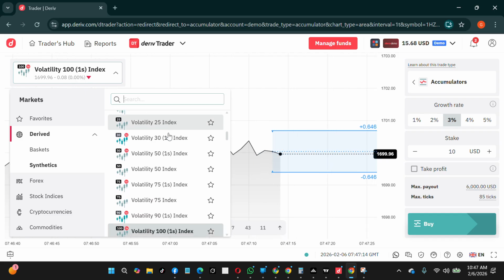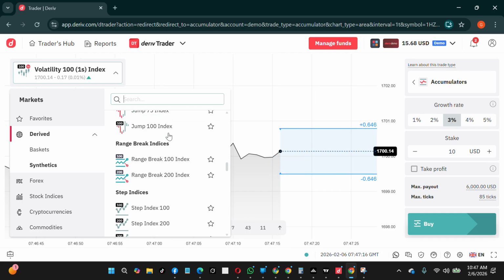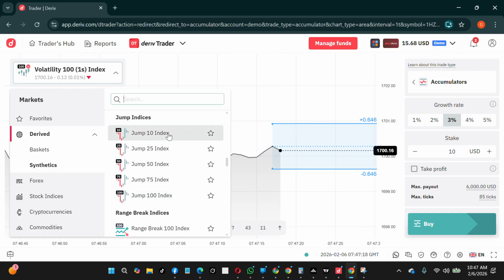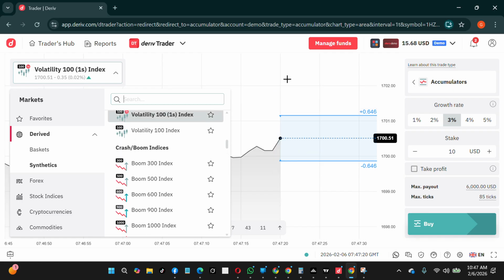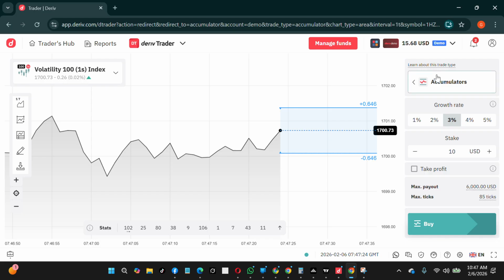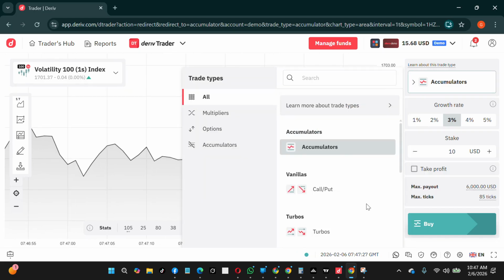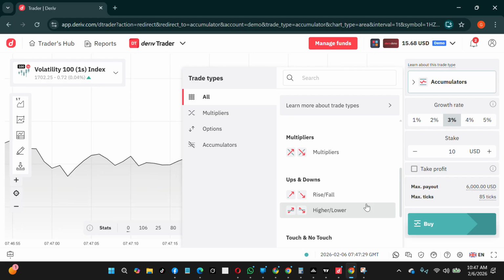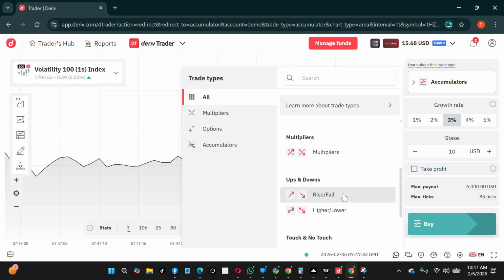So we'll be dealing with the volatilities and we'll be dealing with the jump index. I'll talk about that. Now let's proceed. I talked about the trade types and I told you that there are different trade types. They can't just offer you one trade type. So this is just a prediction of how that market is moving. Let's take rise and fall as an example.